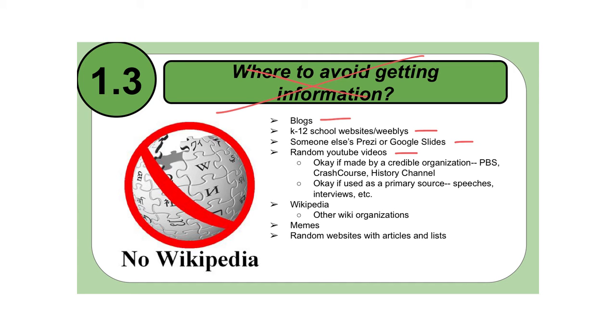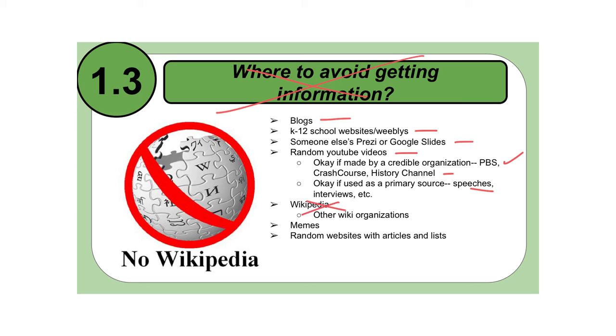Random YouTube videos, okay? It's okay if they're made by PBS or Crash Course or History Channel or something like that. If it's a reputable YouTube channel associated with that, then it's okay. And it's okay if you use primary sources like speeches and interviews. If there's a clip of an interview by Nelson Mandela right after he was elected president, that would be okay, because that could be considered a primary source.